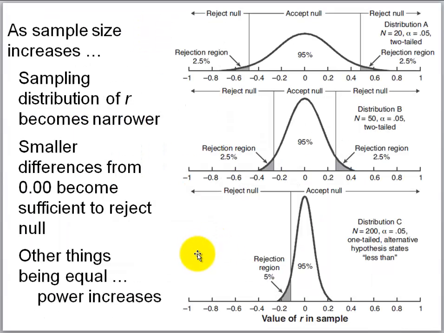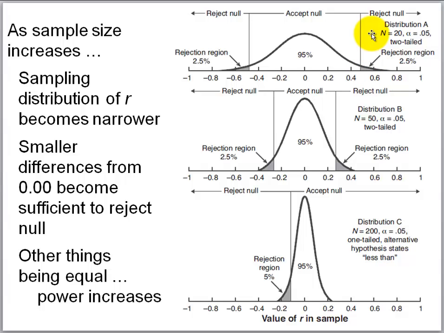This slide is demonstrating the just-made points visually. The top distribution is the sampling distribution for r when sample size is 20. This is demonstrating the rejection regions for a two-tailed test. You can see that this is about minus 0.47 defining the negative tail and 0.47 defining the positive tail. So you need an absolute value greater than about 0.47 to reject, given a sample size of 20.